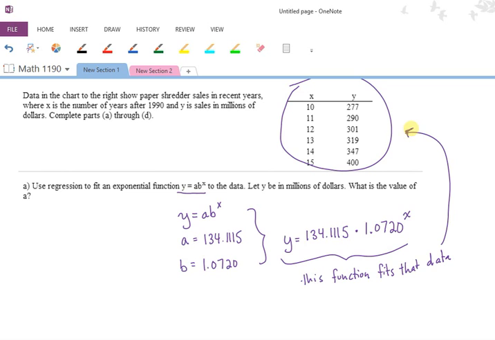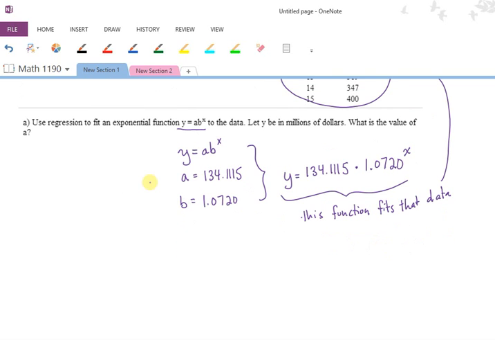Okay. Another part of this question is going to ask you to put in A, it's going to ask you to put in B, and another part of the question is going to ask you to convert to the usual form we look at, which is like y equals something times e to the something x. So here we have a base of b, this base, 1.072, and instead we want a base e.